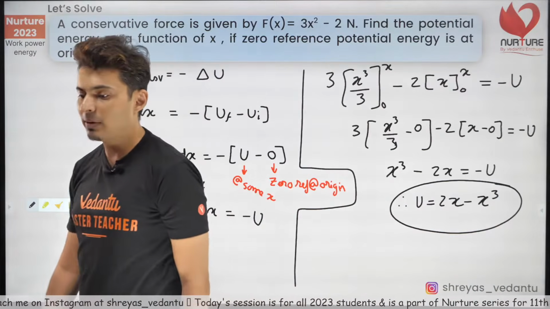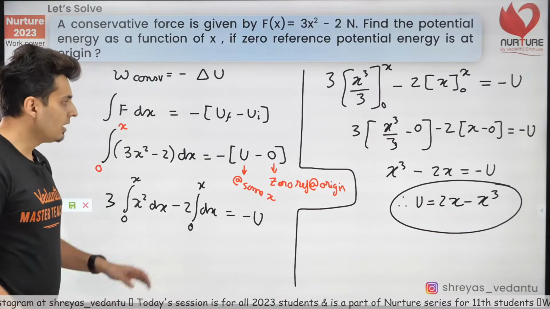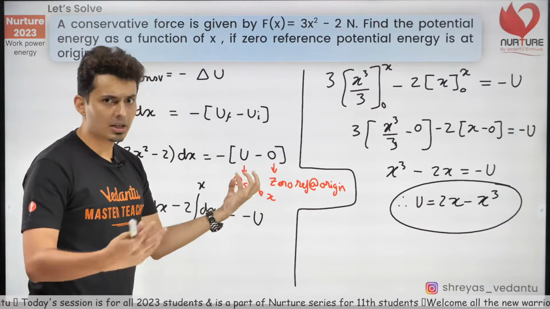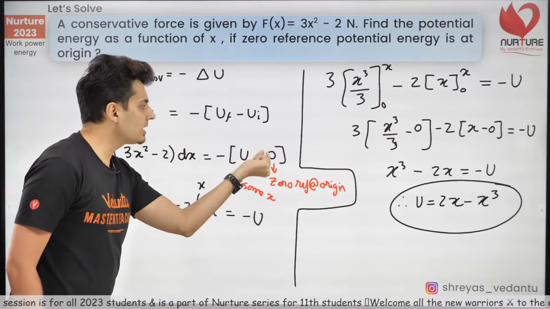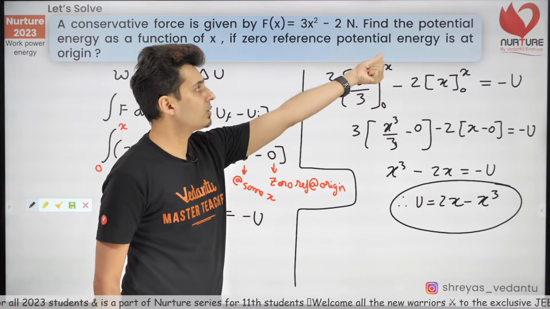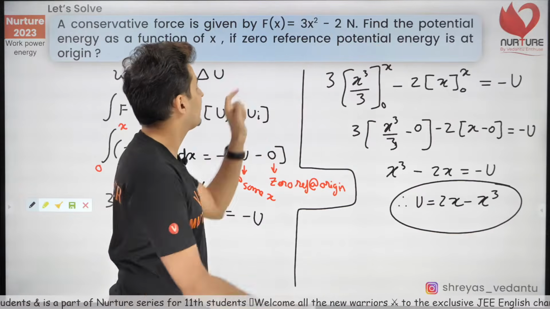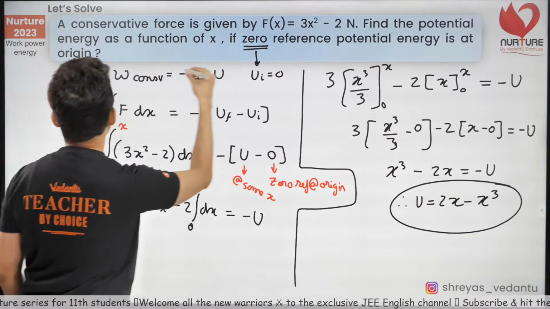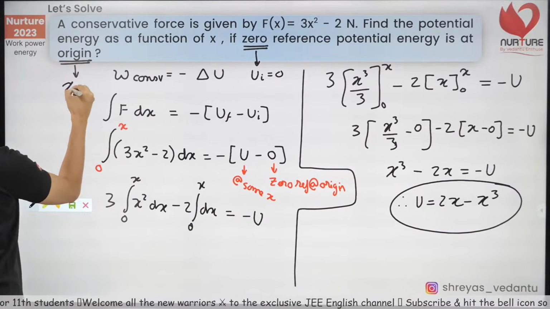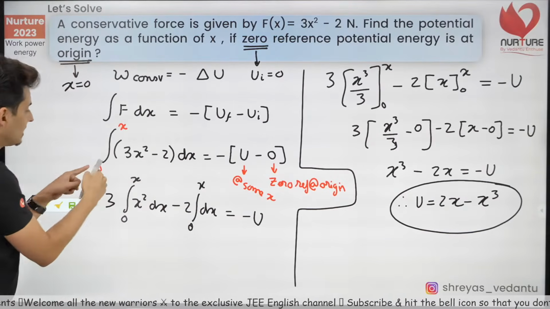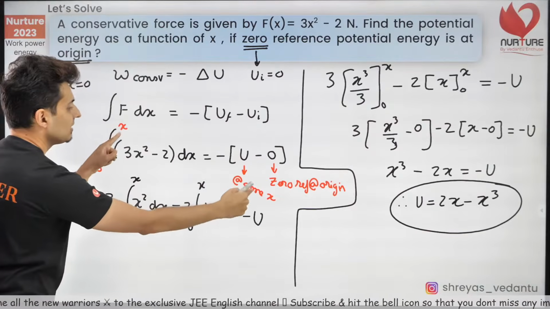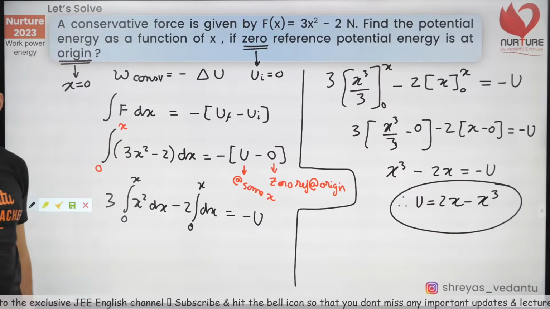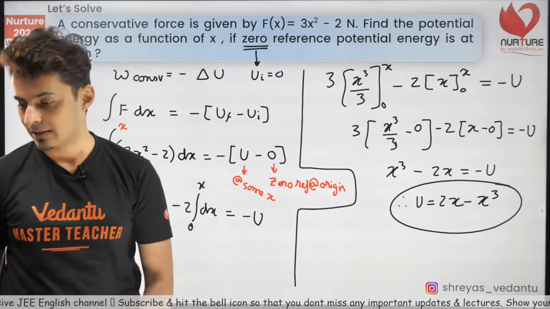How does the upper limit come? See Zaira, whenever you have integration, the lower limit is generally the initial value. Initially the potential energy was 0, it's given in the question. Potential energy zero reference means initial potential energy is 0 at the origin. What does origin mean? x is equal to 0. So initially the limit is 0, and finally some value of x. That's how the limit comes. I hope that clears it.